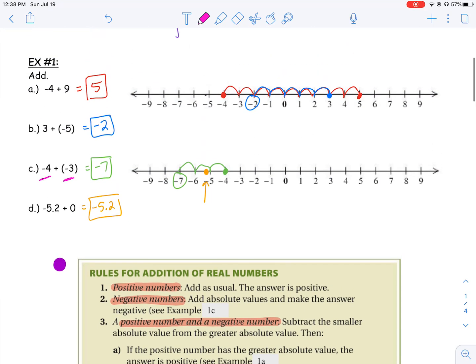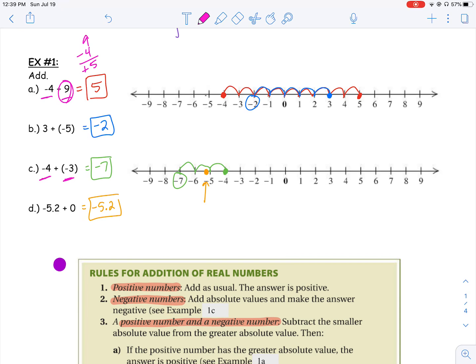If you look at example number 1a, I have -4 plus 9. You notice that one is negative and one is positive. If I do that, I can take my bigger number, 9, and subtract 4 from it, and I get 5. And since my bigger number is positive, then my answer is just going to be a positive 5.